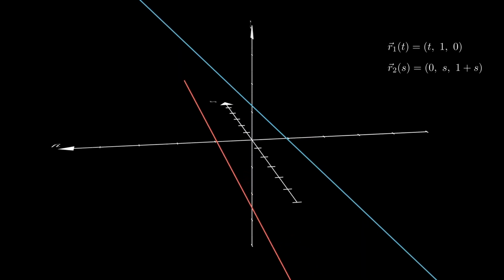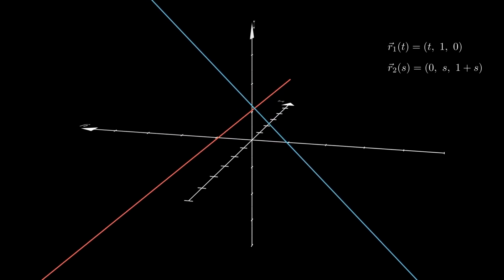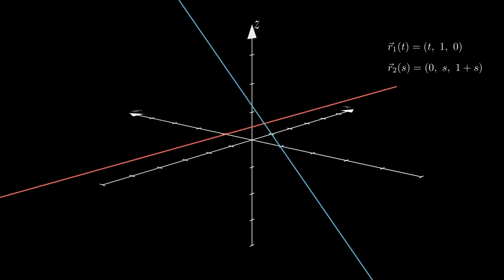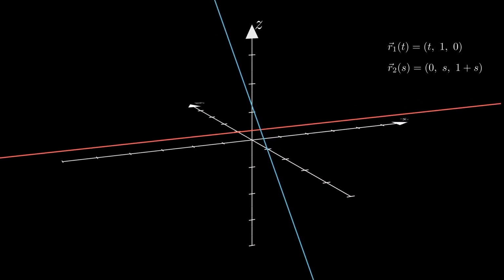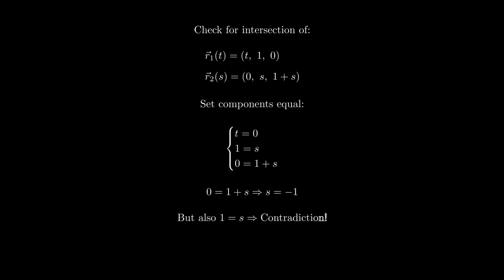In this case, the red path moves along a line that stays fixed at y equals 1 and z equals 0, moving only in the x direction. The blue path moves diagonally through the yz plane, with x equal to 0 the entire time. To confirm that two paths don't intersect, we can set their vector components equal and attempt to solve the resulting system for parameters t and s. From the third equation, we get s equals -1. But the second equation says that s equals +1. This is a contradiction. Therefore, the system has no solution, so the paths do not intersect.